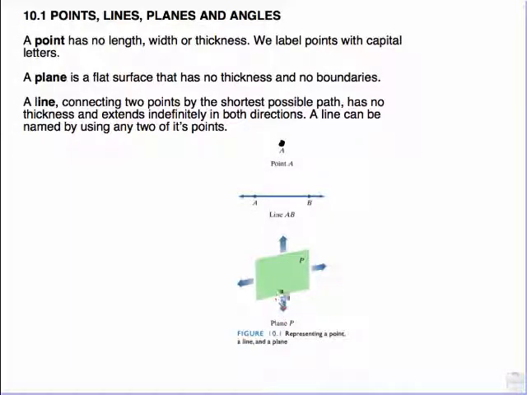A line connects 2 points by the shortest possible path. It has no thickness and extends indefinitely in both directions. And a line can be named by using two of its points. This is line AB, in which you would see symbolically, AB with arrows on both ends. That means it continues all the way this way, and continues this way. Line AB is the same as line BA. It's very important that you pay attention to the tops of these, because you're going to see in a minute the difference between line, half a line, ray, etc. is related to what these symbols are.